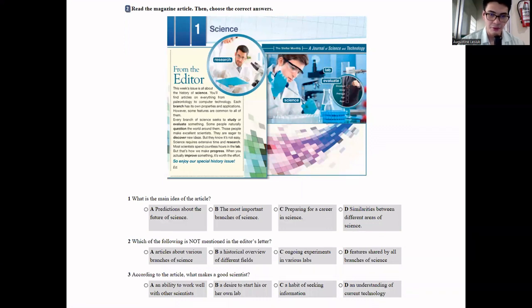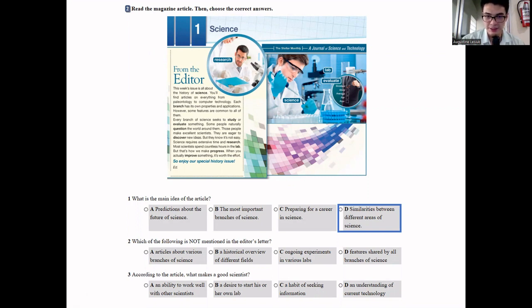Okay, so what is the main idea of the article? The main idea of the article is the similarities between different areas of science. So they were talking about what's similar between the different branches of science. That is, that they mentioned about the study and evaluate something that we talked about before.